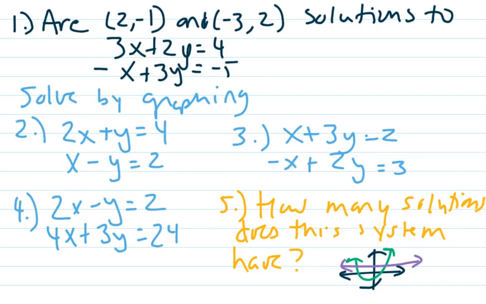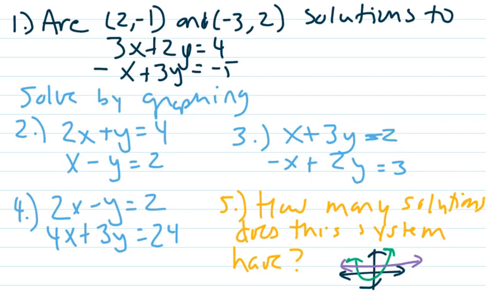So 2x plus y equals 4 and x minus y equals 2. Number 3: x plus 3y equals 2 and -x plus 2y equals 3. And then number 4 is 2x minus y equals 2 and 4x plus 3y equals 24.